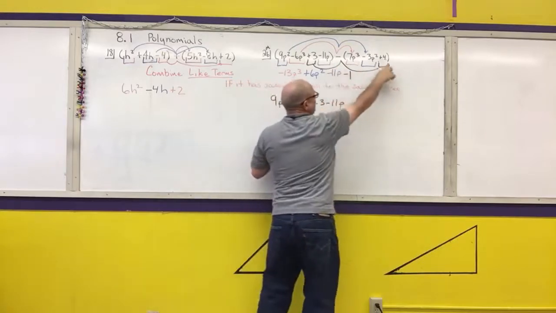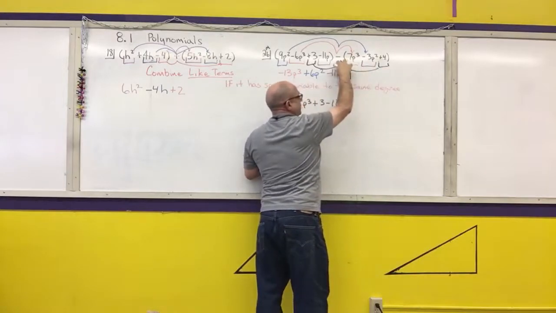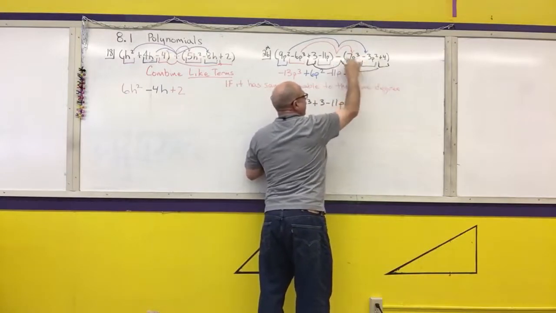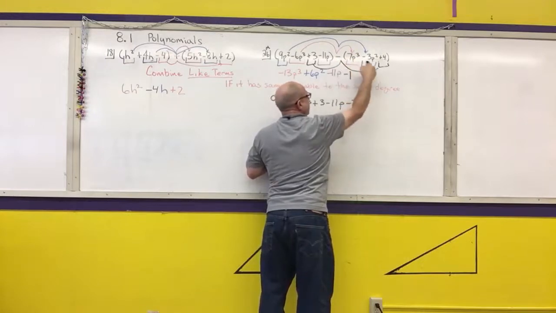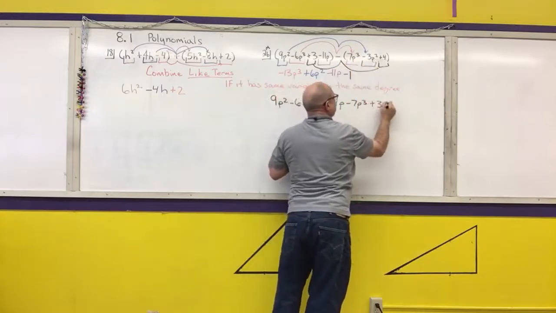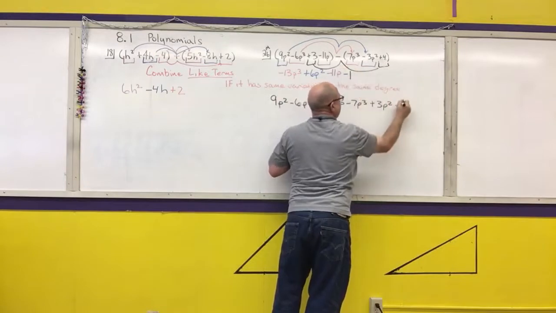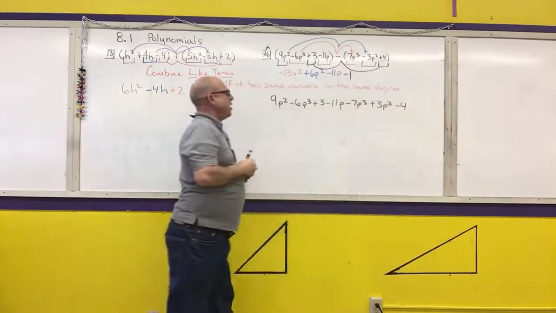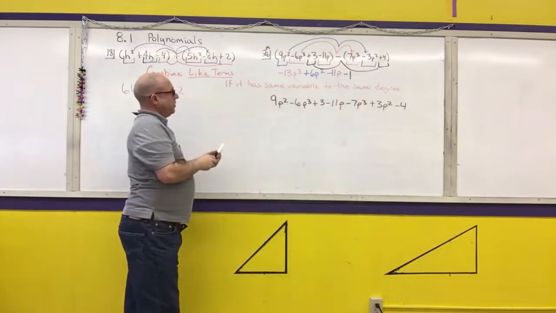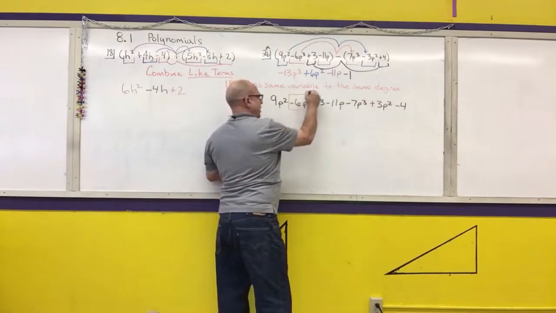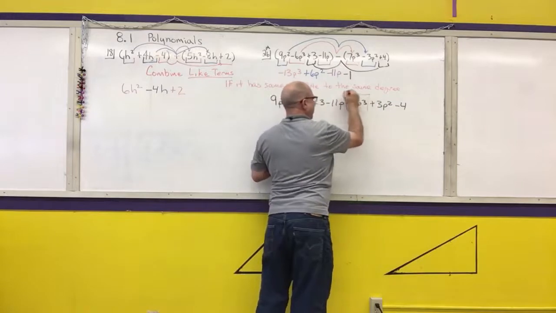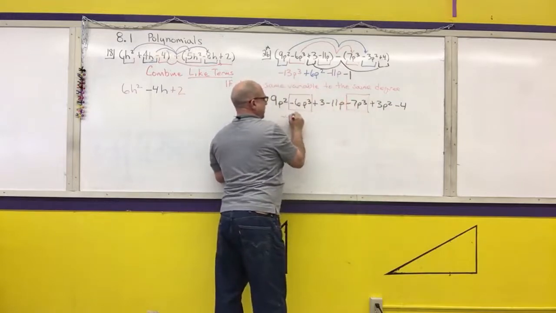This second set of parentheses has a negative 1 in front of it, so just multiply everything in here by negative 1. So I have negative 7p cubed plus 3p squared minus 4. And then we could go about combining our like terms like we did before. The first ones were negative 6 and negative 7, which was negative 13p cubed.